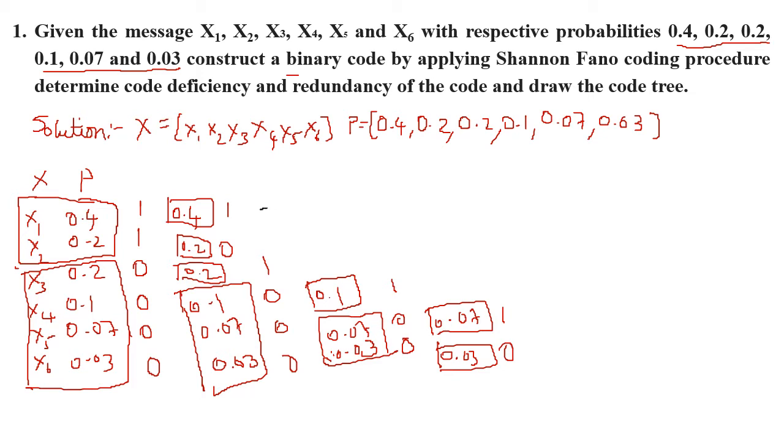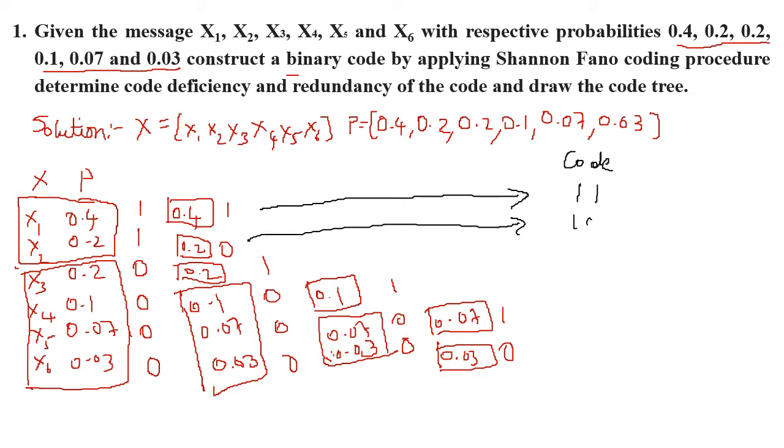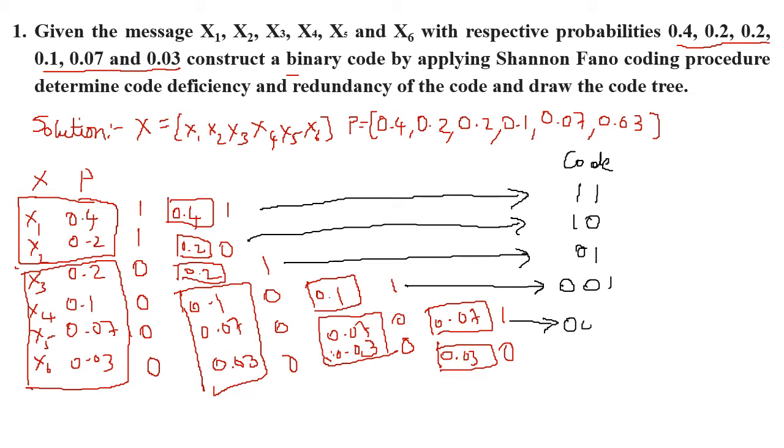The first row you read along the row, and the code will be 1 1. The next row the code will be 1 0. The next row is 0 1. The next row, you get the code 0 0 1. The next row, 0 0 0 1. The next row is 0 0 0 0. So this is the respective code for Shannon-Fano algorithm.